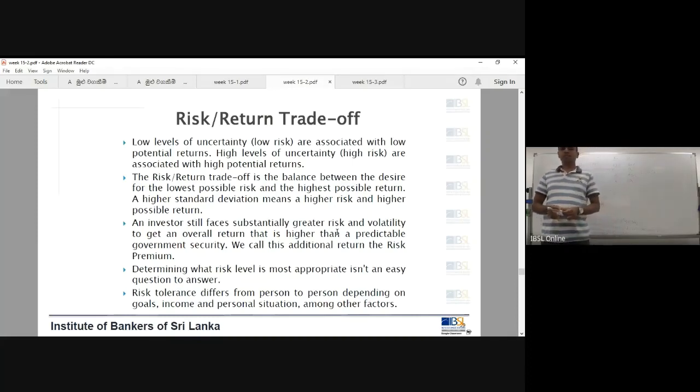The risk tolerance differs from person to person depending on goals, income, and personal situation. Determining what kind of risk level is most appropriate is important because it changes from person to person. Investors still face substantial risk and volatility to get an overall return that is higher than predictable government securities, which is a tough thing. So the risk return trade-off is the balance between the desire for the lowest possible risk and the highest possible return. It's a trade-off between low risk, low return, and high risk, high return. Where are you going to settle in between? That's called the risk return trade-off.